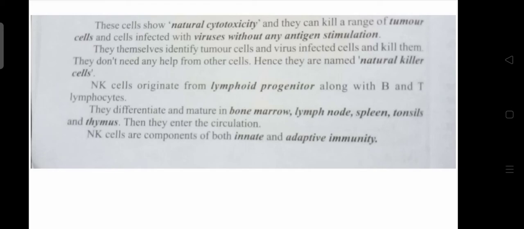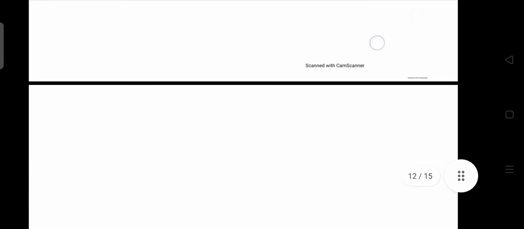Without any antigen stimulation, they can kill certain viruses and tumor cells also. They themselves identify tumor cells and virus-infected cells and kill them. They don't need any help of other cells. Natural killer cells means they can naturally kill viruses or tumor cells without any assistance of other cells. Hence, they are named natural killer cells. They originate from lymphoid progenitor along with B and T lymphocytes, and NK cells are components of both innate and adaptive immunity.